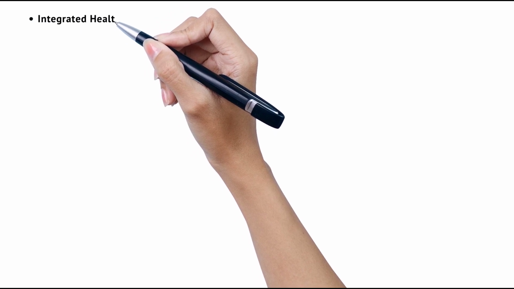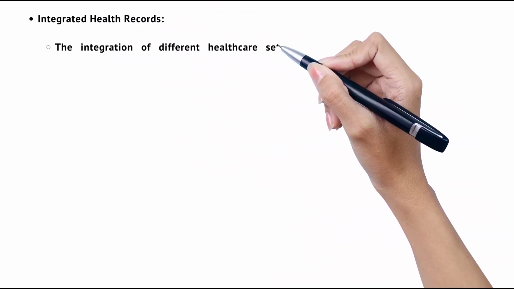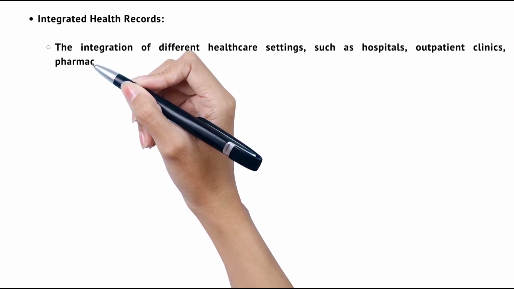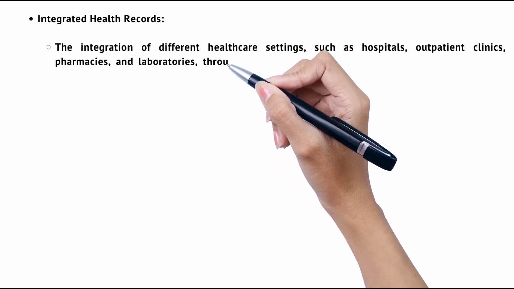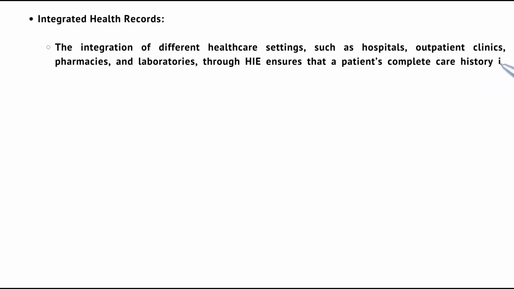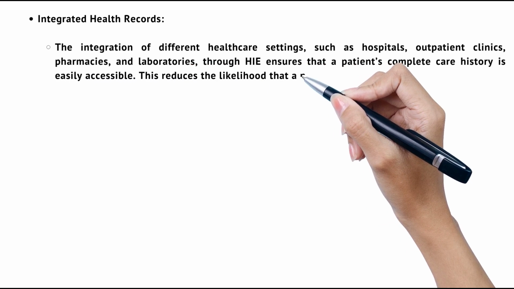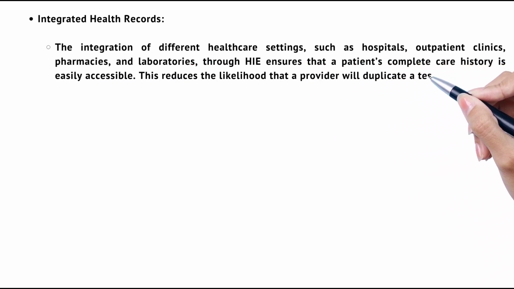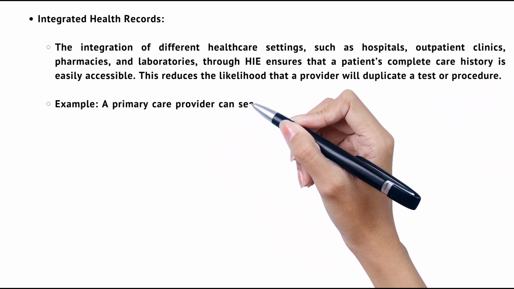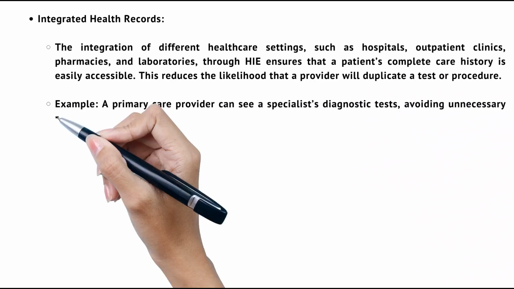Integrated health records. The integration of different healthcare settings, such as hospitals, outpatient clinics, pharmacies, and laboratories, through HIE ensures that a patient's complete care history is easily accessible. This reduces the likelihood that a provider will duplicate a test or procedure. Example: a primary care provider can see a specialist's diagnostic tests, avoiding unnecessary repetition.